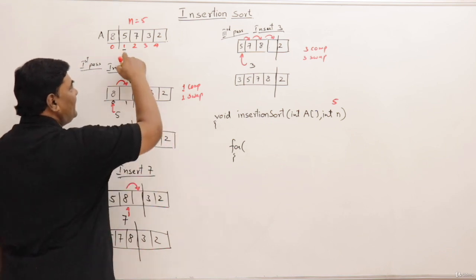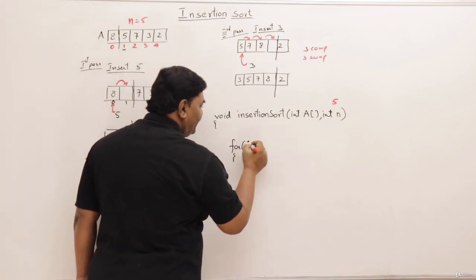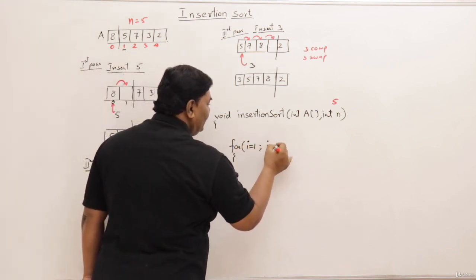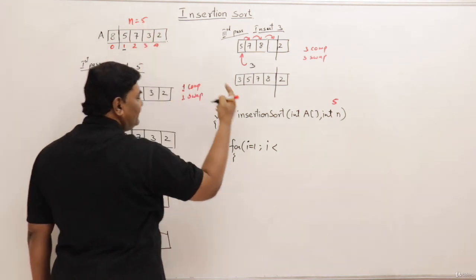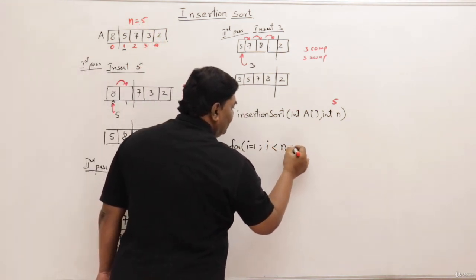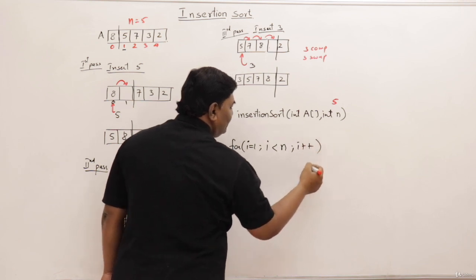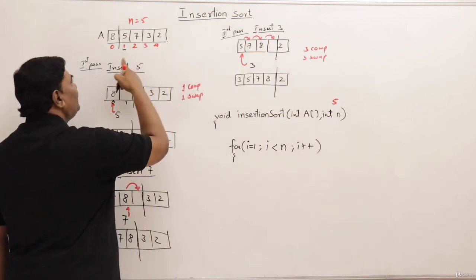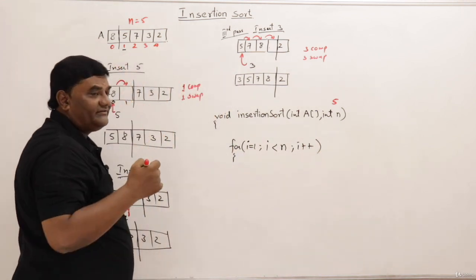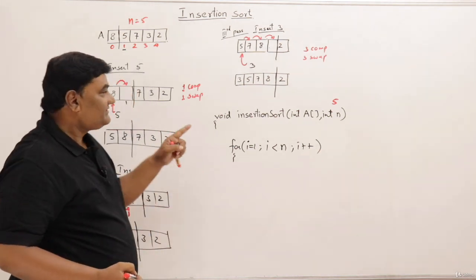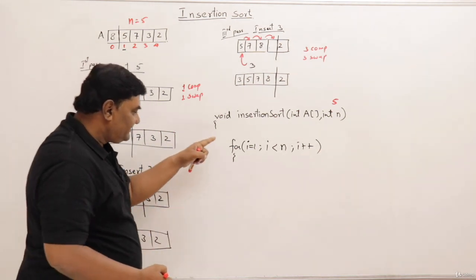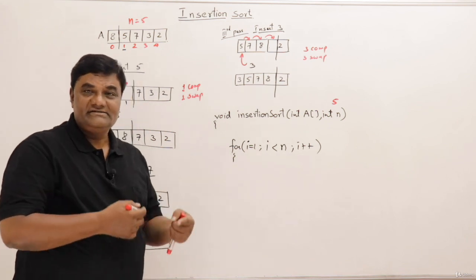So this loop should start from 1 onward. So i takes values from 1, and i is less than n, less than 5. So till 4 it will go, then i plus plus. So from 1 to 4, because at the 0th index we have the first element and we are assuming it's already inserted. So we are starting from this one. So this is for repeating passes.